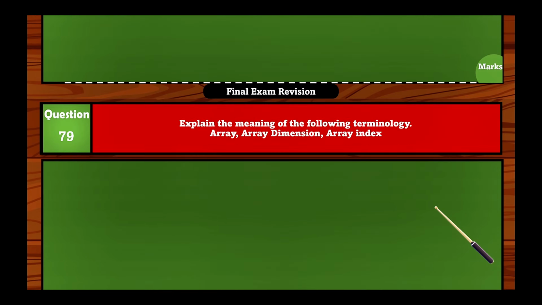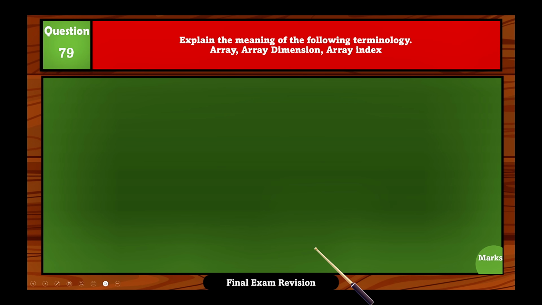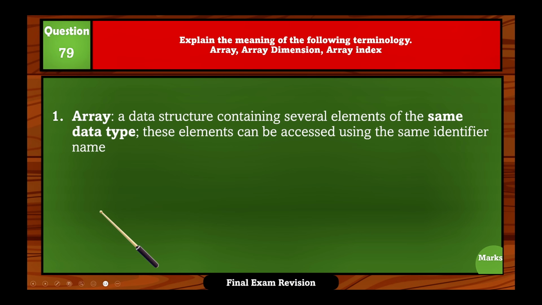Okay, let's see the next question, question 79. Explain the meaning of the following terminology: array, array dimension and array index. Okay, what is an array? An array is a data structure containing several elements of the same data type. That's important. Okay, they can only store the same data type. For example, you can only store integers, or you can only store strings. Okay, these elements can be accessed using the same identifier name.